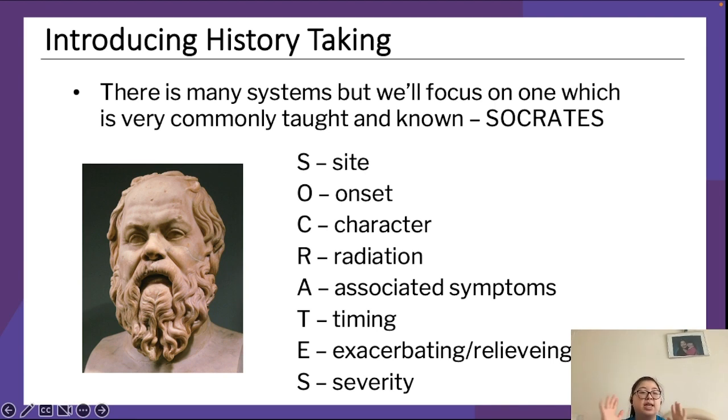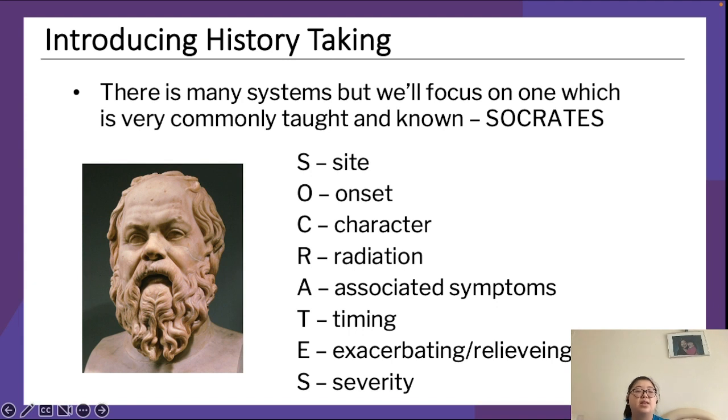Okay, onset. That's talking about how the symptom came on. So, for example, if we're talking about nausea or vomiting, we can say, did you suddenly feel really nauseous, or was it kind of building over a couple of days? When did it first start? Is it on and off, right? Then character. You're talking about how would you describe this pain, or how would you describe the nausea? How would you describe your tiredness? So just ask them to describe it.